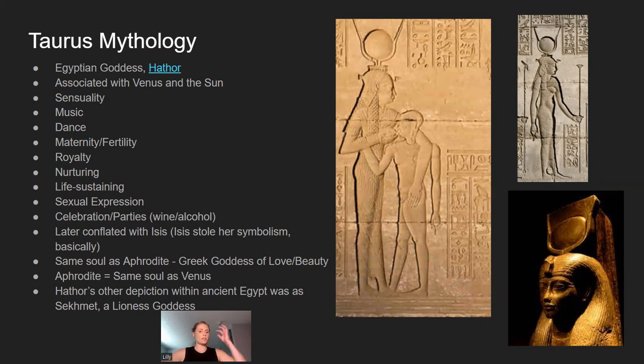But Hathor has the same soul as Aphrodite, the Greek goddess of love and beauty, and Aphrodite is the same soul as Venus. And then Hathor's other depiction within ancient Egypt was Sekhmet, a lioness goddess, which we'll talk about when we talk about Leo Minor as well.